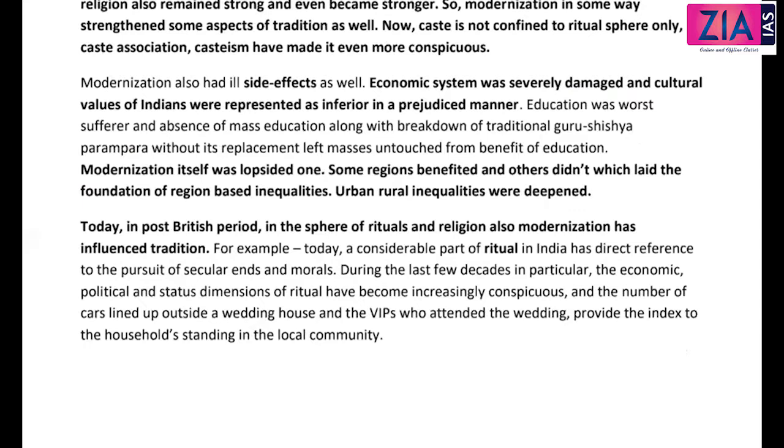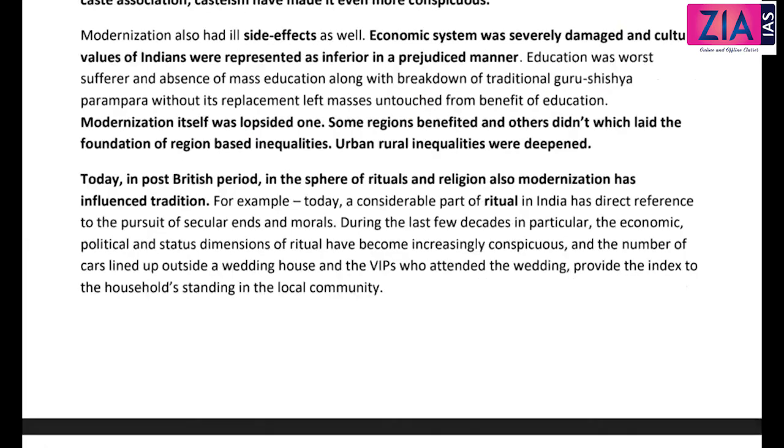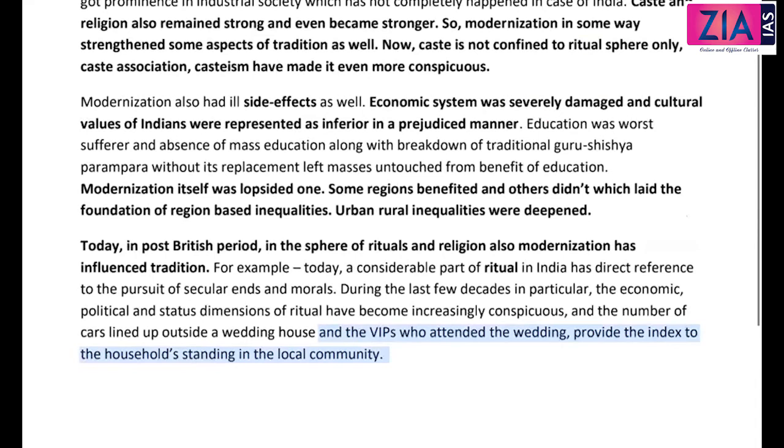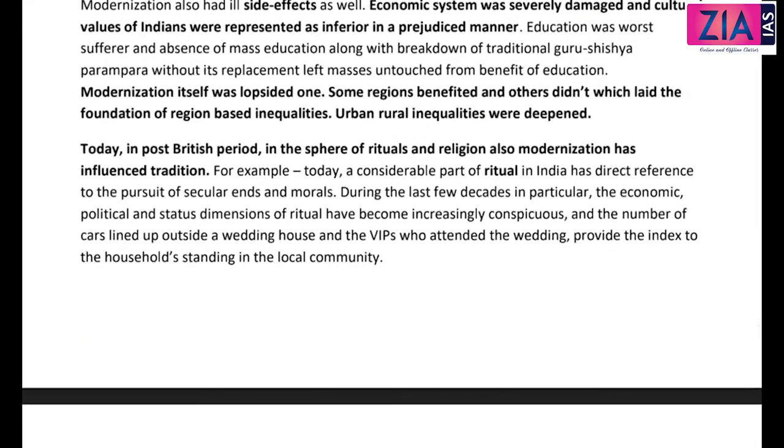The side effects: the economic system was severely damaged, like we discussed yesterday. The introduction of capitalism and free trade actually damaged it, and we faced a lot of issues, and we discussed the drain of wealth and all those things. Savings have come down. Okay, cultural values of Indians were represented as inferior in a prejudiced manner. Even we also now started thinking that way, right? Even the way you talk, English is preferred, and in all these ways we even think that our culture is inferior.